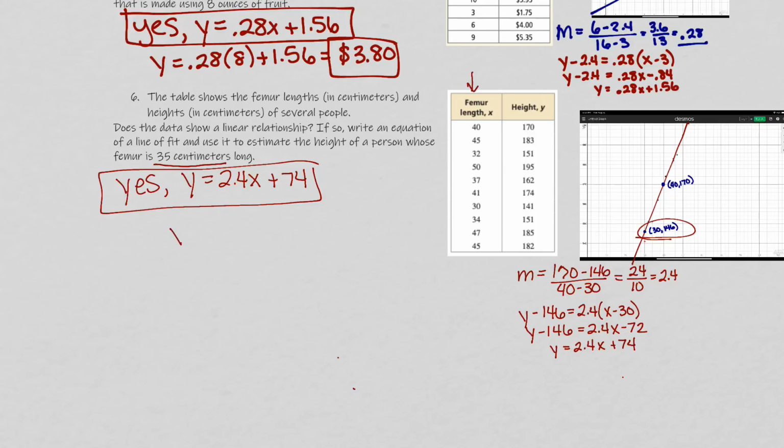So for x, I'm going to plug in 35 into 2.4x plus 74. And then I just type all that in my calculator. And I get that y is 158, and our units are going to be centimeters because that's what the femur length was. So the height of a person is 158 centimeters, estimating if their femur was 35 centimeters long.